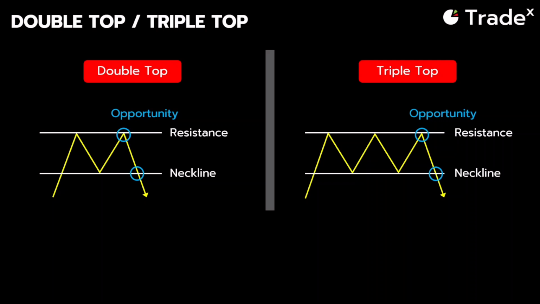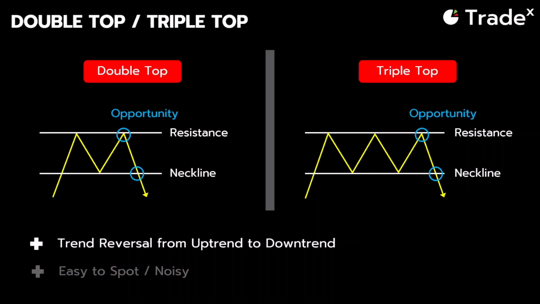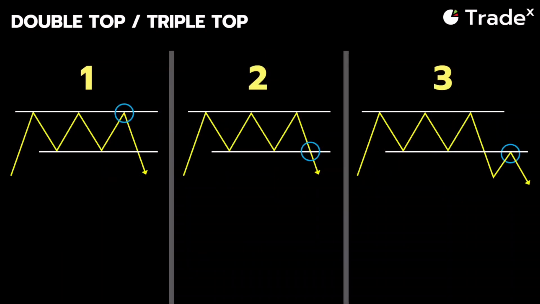Like the double bottom and triple bottom patterns, the double top and triple top are used to identify trend reversals. In these cases, the patterns signal a potential shift from an uptrend to a downtrend. One challenge with these patterns is that, while they are usually straightforward to spot, they can sometimes appear noisy or imperfect. Traders may need to make a rough assessment and use the pattern even if it doesn't fit the ideal shape perfectly. There are 3 entry points for traders to consider.